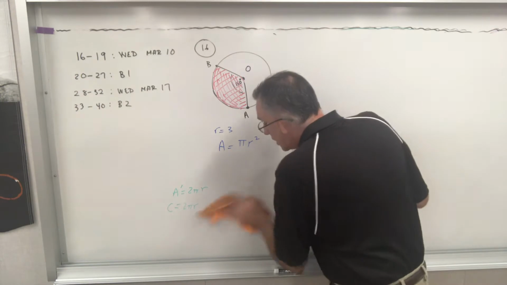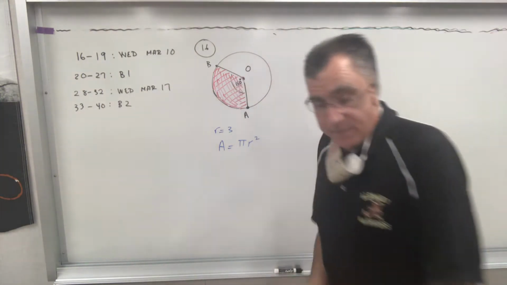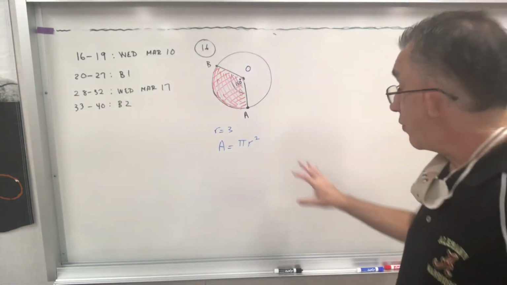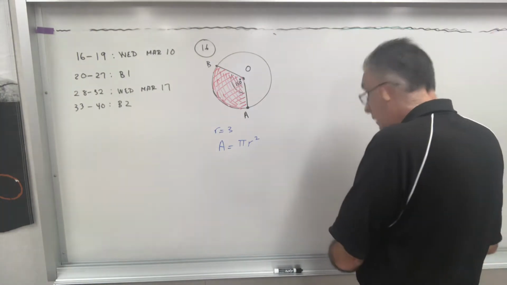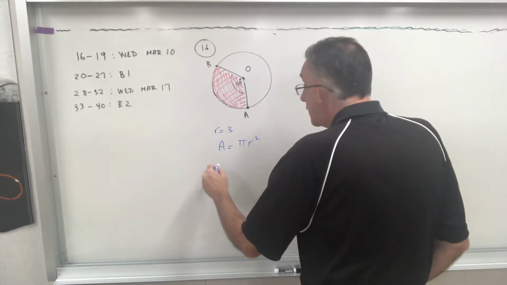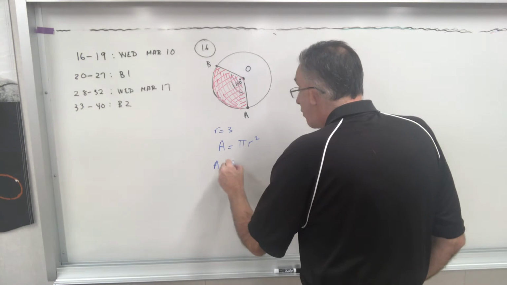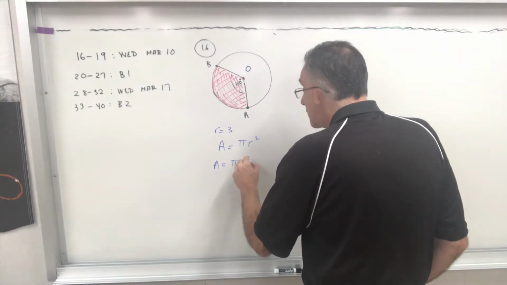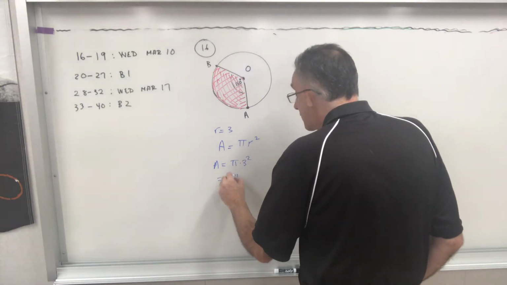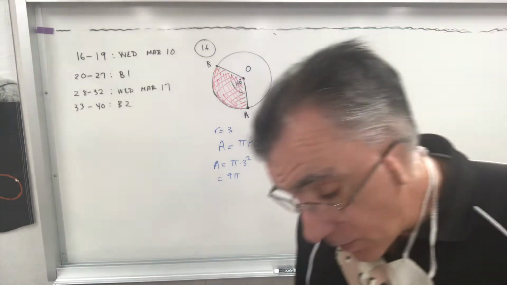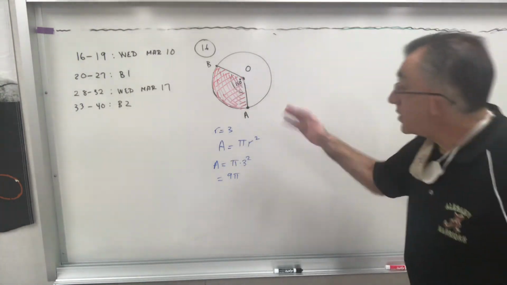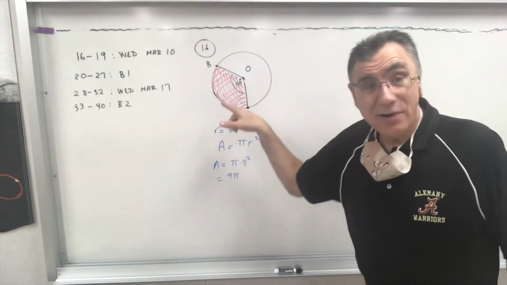But anyways, if it was the area of the whole thing, what would it be? The area of the whole thing would be 9 pi, right? The area of the whole thing would be 9 pi. But we don't want the whole thing. We just want that part.